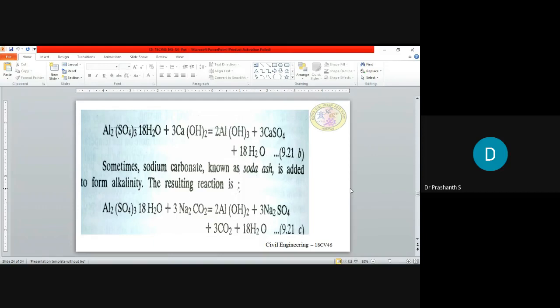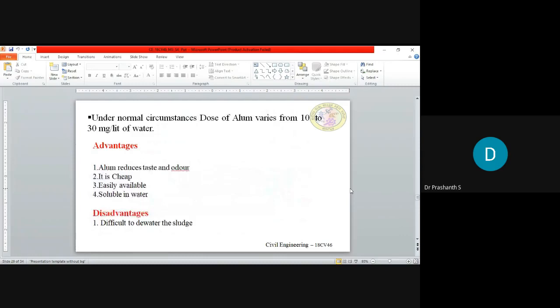These equations you have to write in the examination when a question is asked about this. So what is the normal dose? It is 10 to 30 milligram per liter of water.